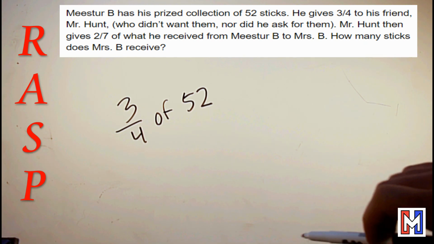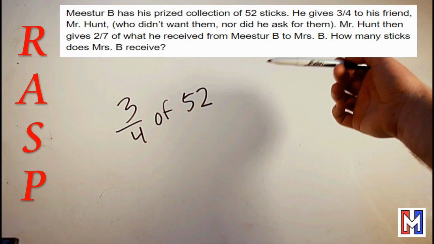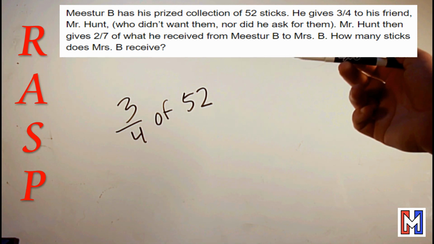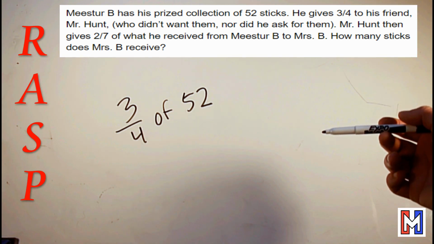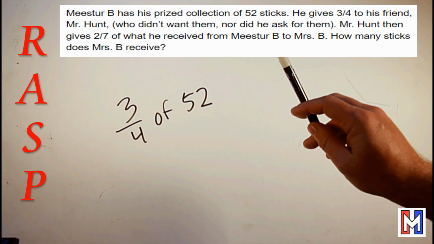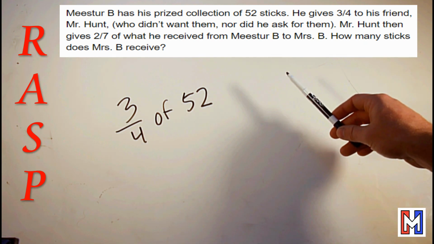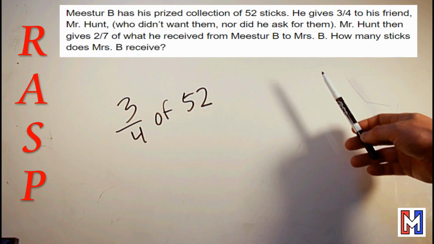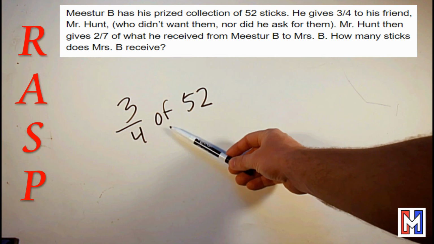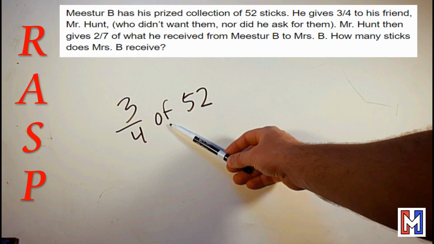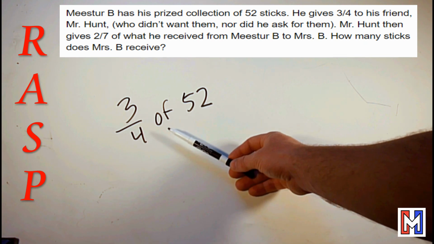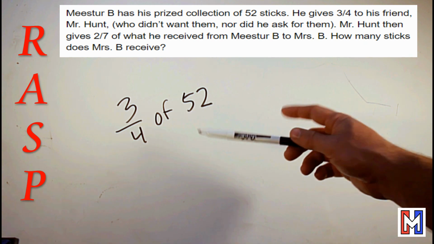Hunt. And then it says Mr. Hunt then gives 2/7 of what he received from Mr. B to Mrs. B. All right, so that's another thing that's important. What you'll notice is it says he then gives 2/7 of what he received. When we have an "of" right next to a fraction like this, that's a hint it's multiplication. All right, because 3/4 groups of 52. So "of" means multiply. So right there, that's one of the hints.